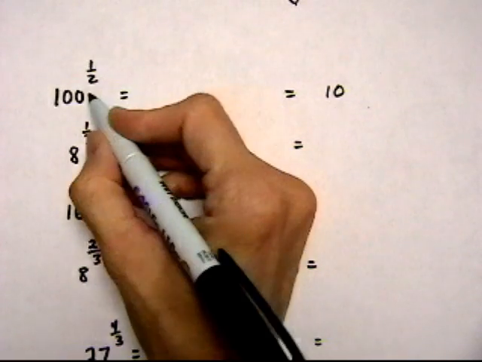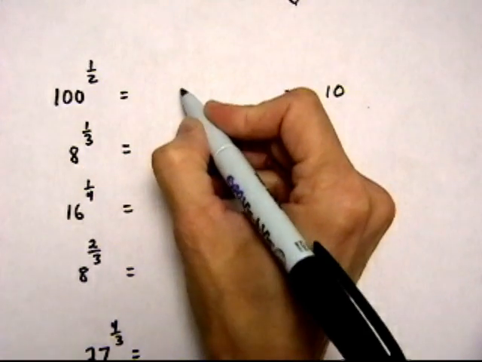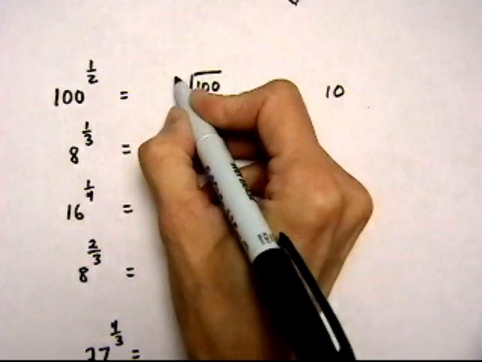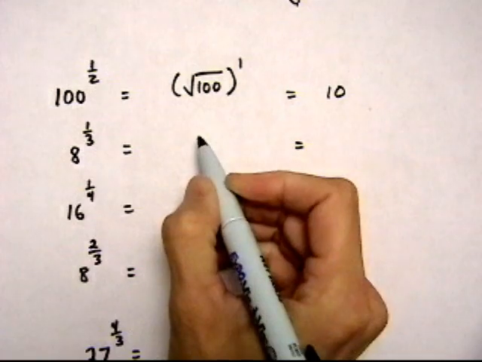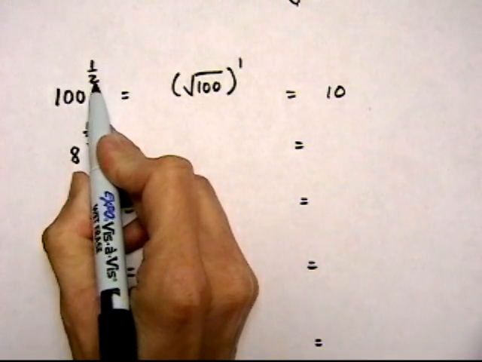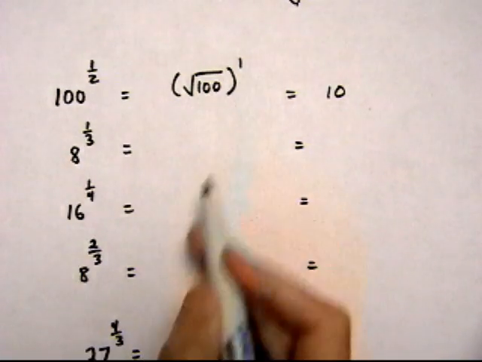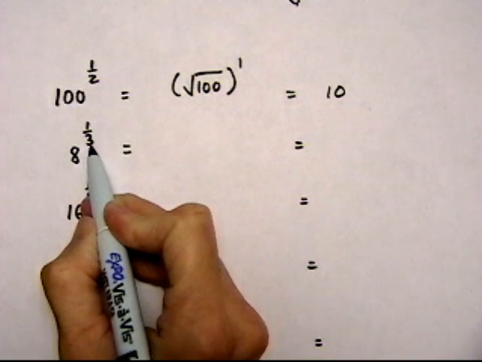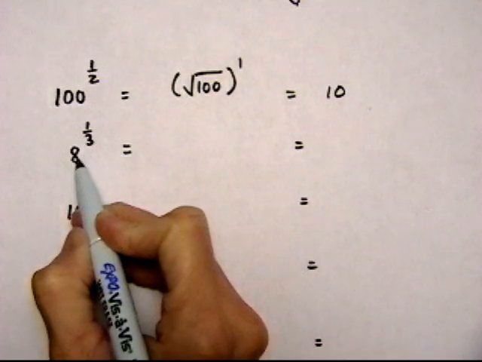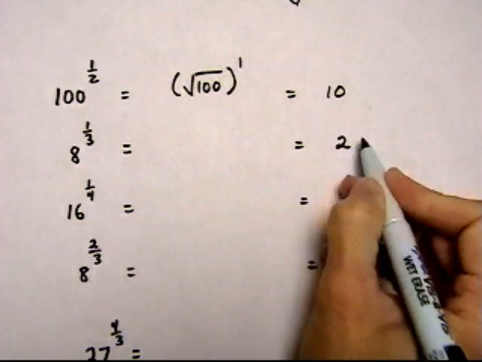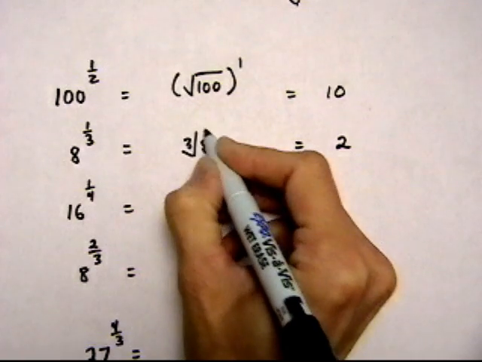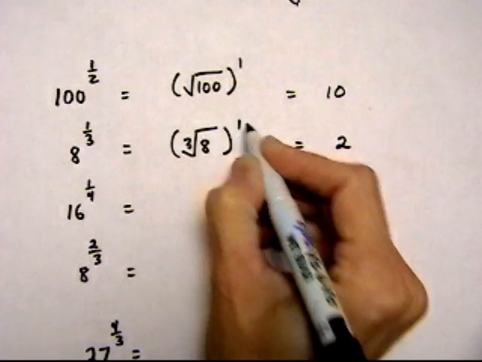So if we have 100 to the half, that's the same as doing the square root of 100 and then raising it to the 1 power. Alright, so 2 is the root and 1 is the power. 8 to the 1/3. That's the cube root of 8, which is 2. Raise it to the 1 power. So the answer is 2. And that would be cube root of the base raised to the 1 power.